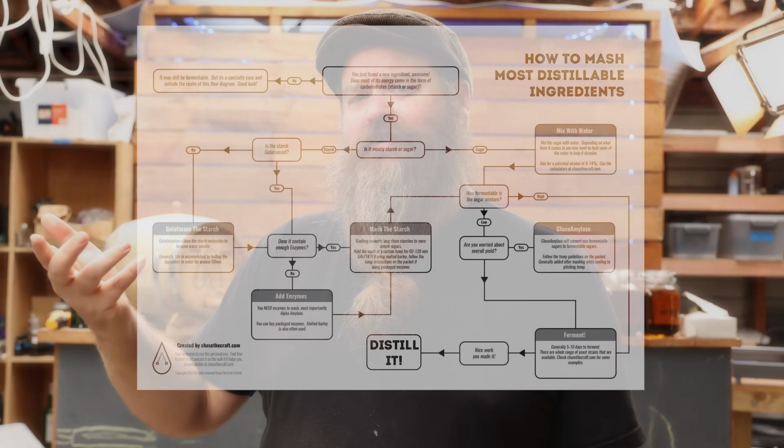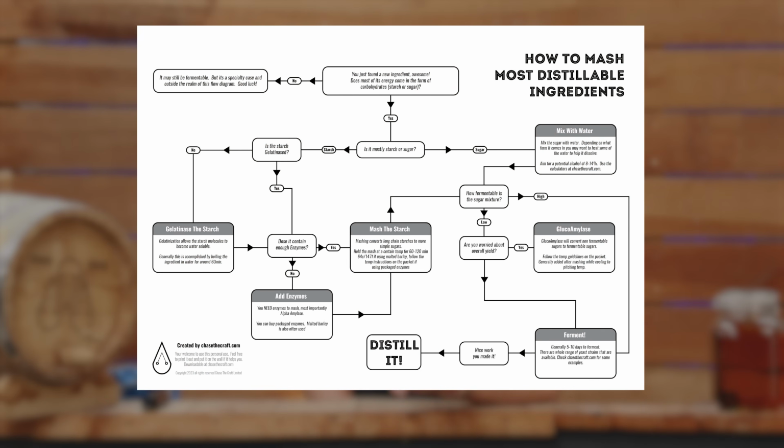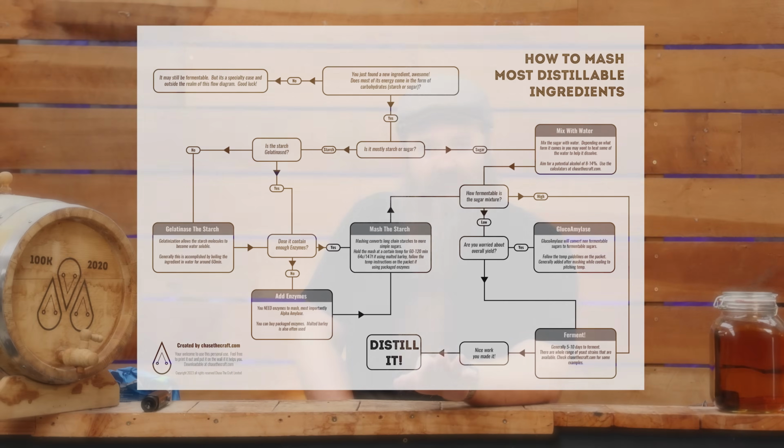But sometimes people stress a little bit too much about having a recipe and needing to know exactly what to do. And today I want to give you the tools, the ability, the knowledge to be able to break free of that and just pick something up off the shelf and say, yeah, I'm going to ferment this and distill it. Here is the decision tree that's going to help you out with this.